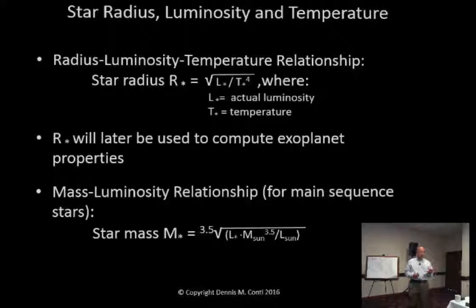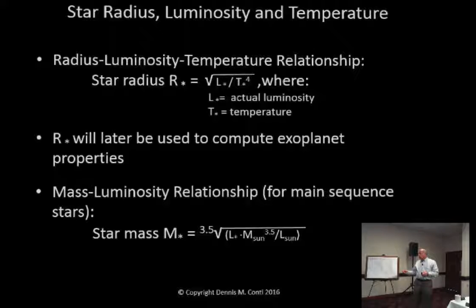So again, let me restate that. What we get from the light curve is not the actual radius of the planet. What we get is the ratio of the planet to its star. So to get the actual radius of the planet, we need to know the radius of the star. To get the radius of the star, we either look it up or we infer it from its temperature and luminosity.